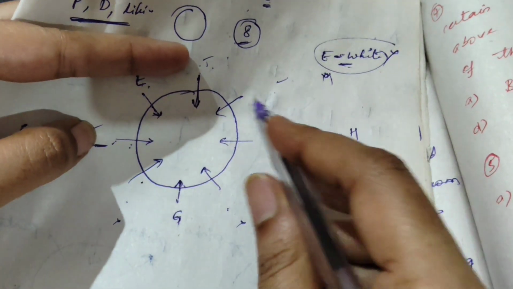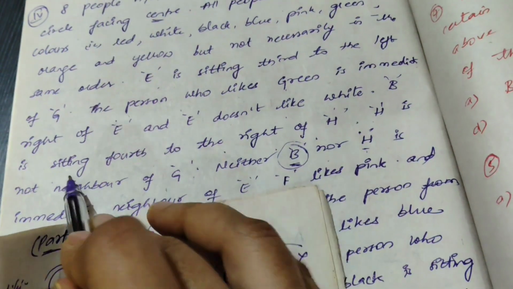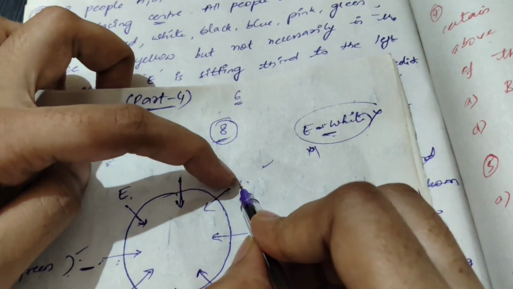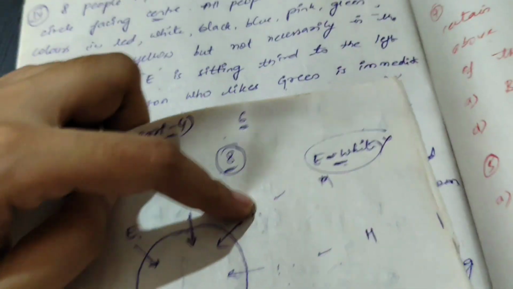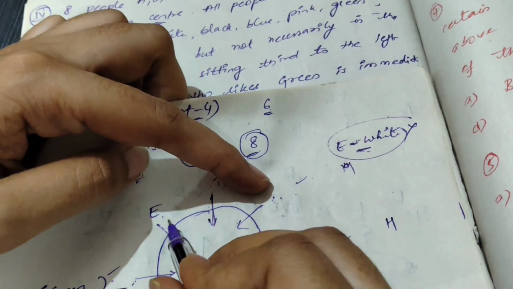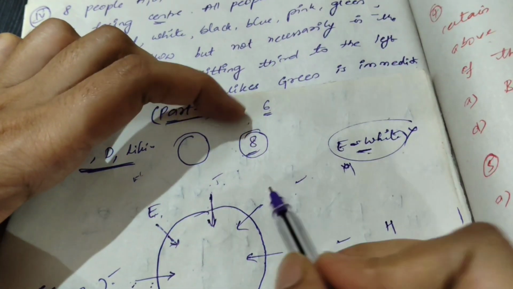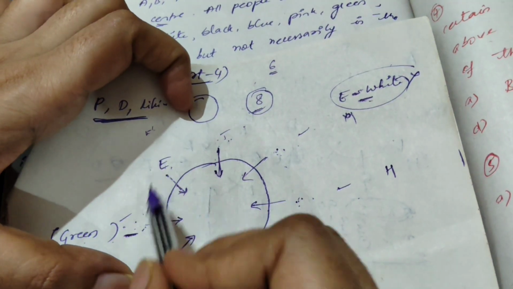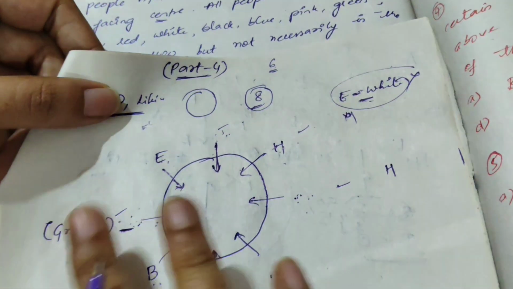1, 2, 3, 4, these four possibilities are there, but from the earlier clue, B is sitting fourth to the right of H. There are only two possible positions for H. If I place H here, fourth to the right means 1, 2, 3, 4, so I will get B here. If I write H here, 1, 2, 3, 4, B will come here. But E is not an immediate neighbor of B. So definitely H should come here and B should come here. I hope you are getting it.